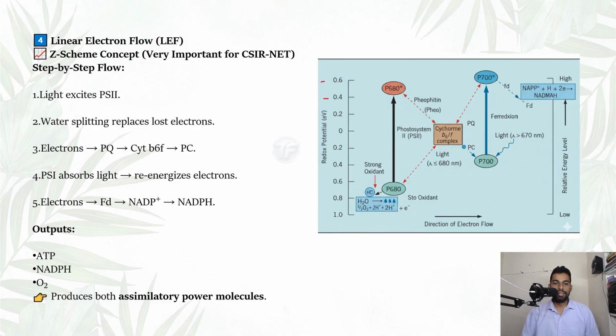Light excites PS2, and water splitting replaces the lost electrons. Electrons go to plastoquinone, cytochrome b6f, plastocyanin, and next to PS1. Again PS1 absorbs light and releases electrons. These electrons go to ferredoxin. NADP gets reduced here and forms NADPH. So ATP forms, NADPH forms, and oxygen gets released from the water.